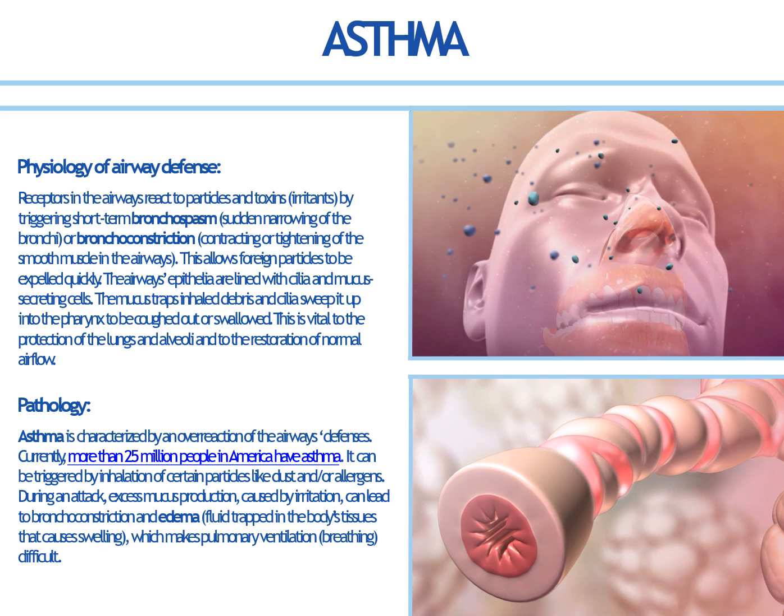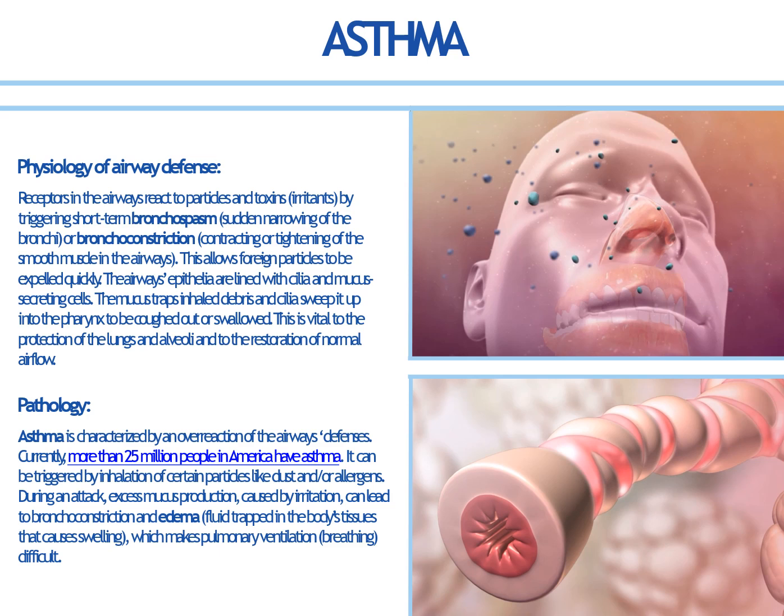The airways epithelia are lined with cilia and mucus secreting cells. The mucus traps inhaled debris and cilia sweep it up into the pharynx to be coughed out or swallowed. This is vital to the protection of the lungs and alveoli and to the restoration of normal airflow.